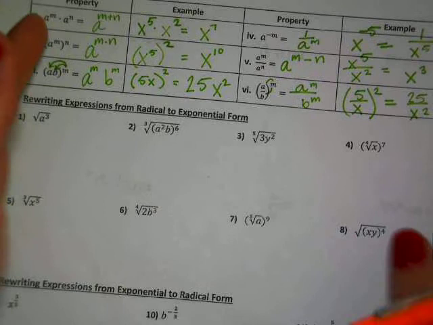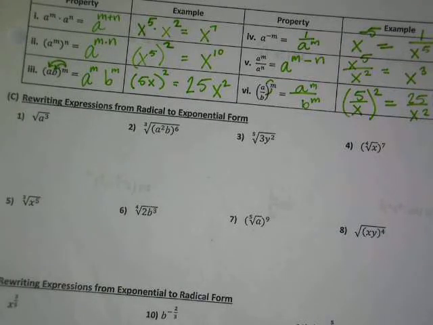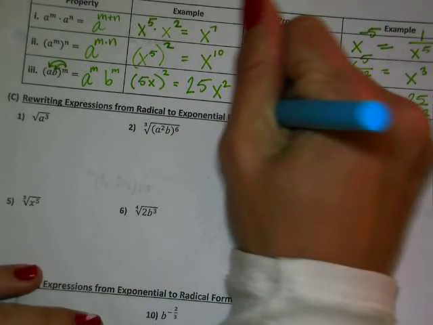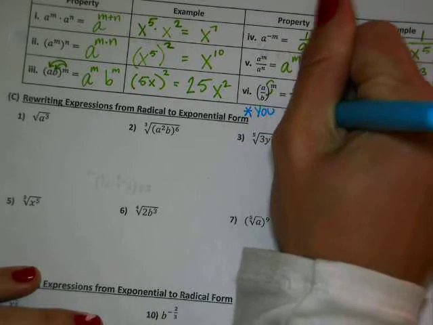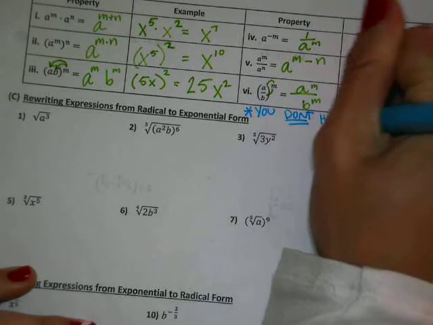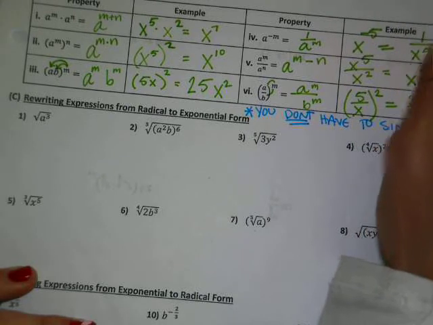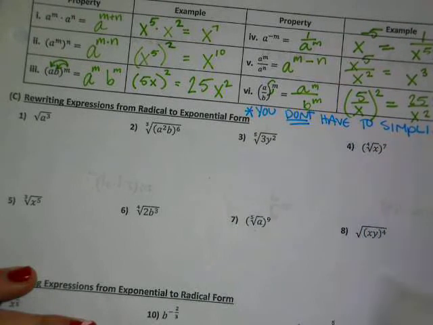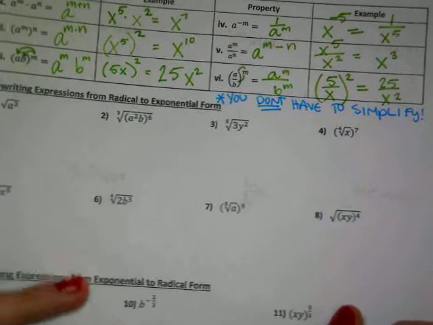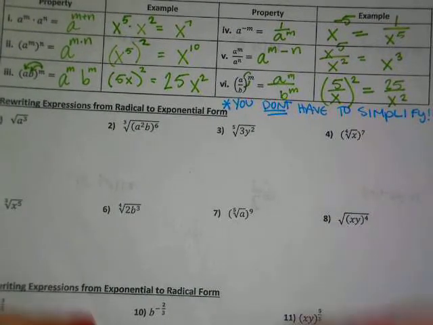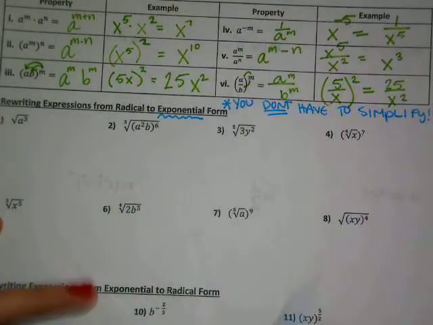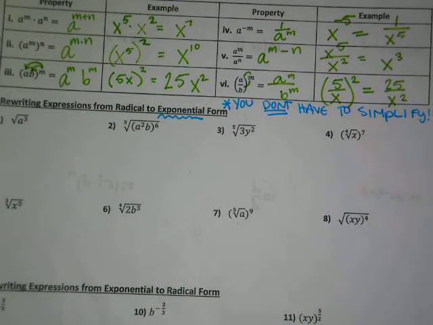Okay, let's go down here. So on part C, all we're doing is rewriting in exponential form. So if you don't want to, you do not have to simplify on these, because all I want to do is write it with exponents. So that is the goal, which is kind of throwing people. But all I have to do is write it with exponents, so I want to get rid of the root.